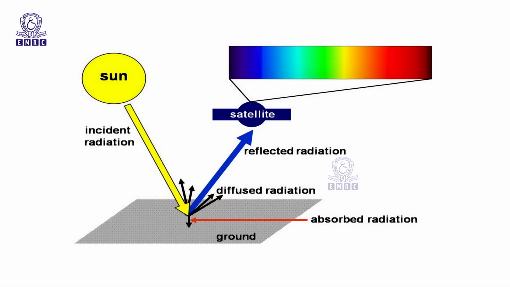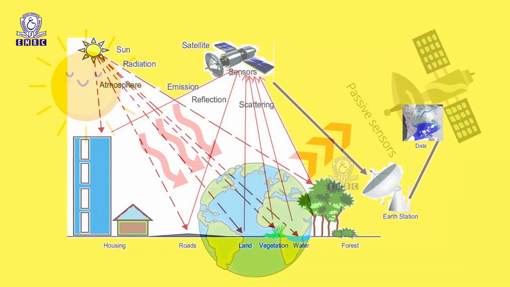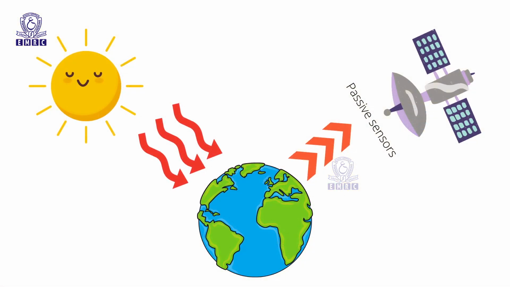The sun is the primary source of radiation, and electromagnetic radiation from the sun is reflected by the earth and detected by the satellite or aircraft. Radiation must pass through the atmosphere twice: once from the sun to the earth's surface, and again after being reflected by the surface of the earth back to the sensors.